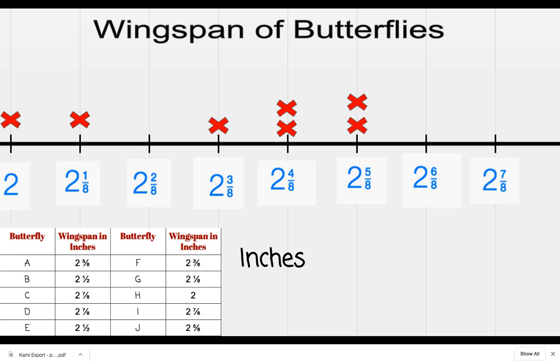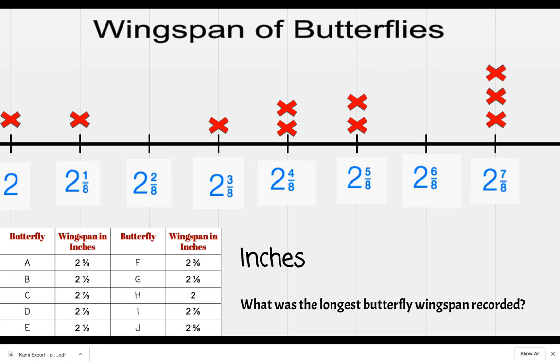2 5/8. I see 2. I don't see 2 6/8, so I don't have to include an X on there. And then my longest wingspan measurement, 2 7/8, I see 3 of them. So here I created my line plot. This is what you guys are going to do today. Now I can ask questions, what you're also going to do.